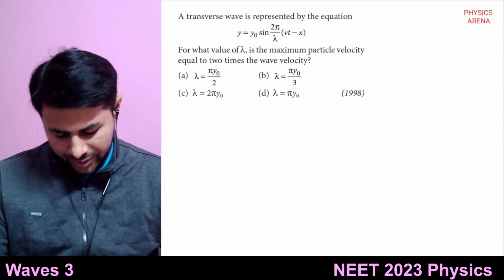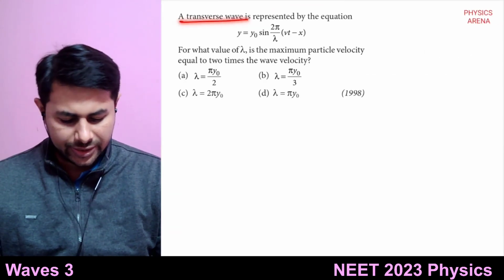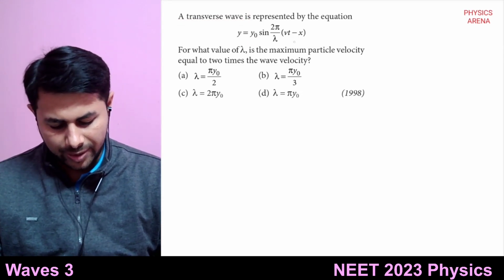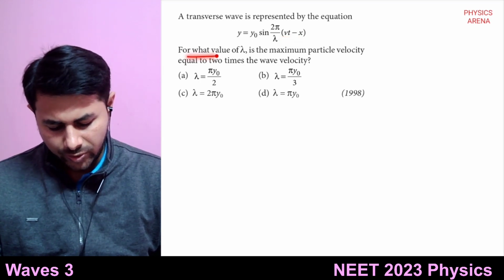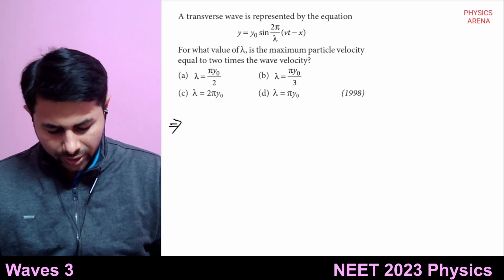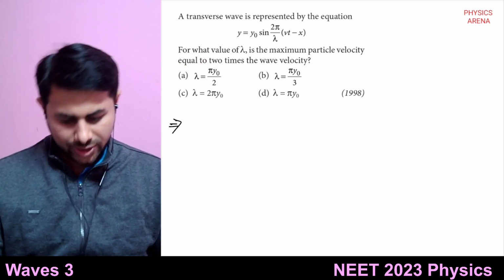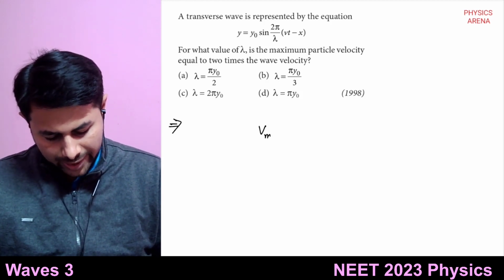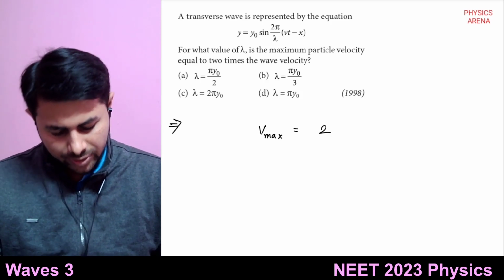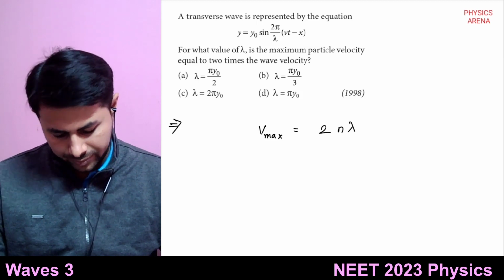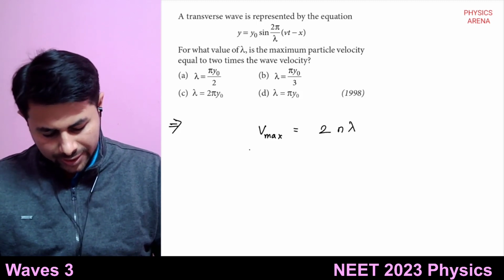Let's move on to next question. A transverse wave is represented by the equation y equals y naught sine of 2 pi upon lambda times (vt minus x). For what value of lambda is the maximum particle velocity equal to 2 times the wave velocity? So we have solved these kind of questions, right? So maximum particle velocity V max is equal to 2 times the wave velocity, 2 times n lambda.